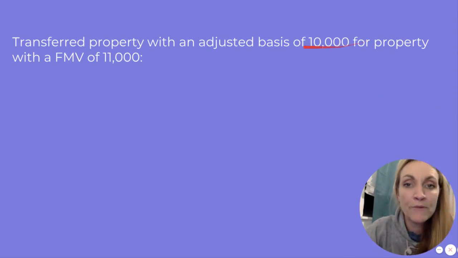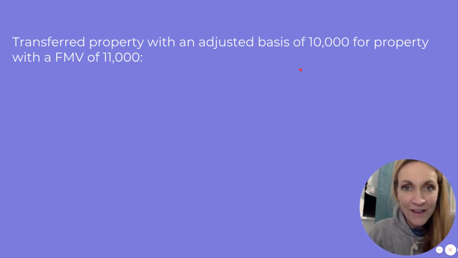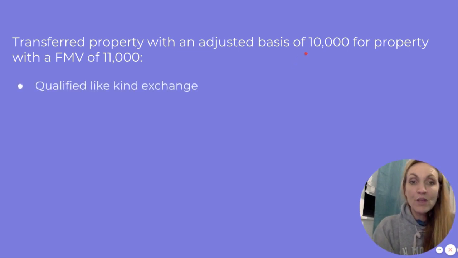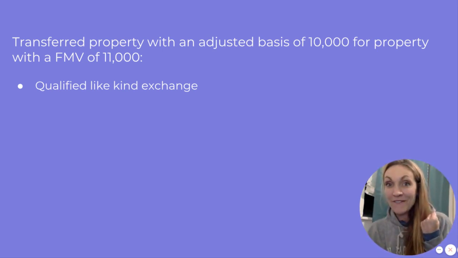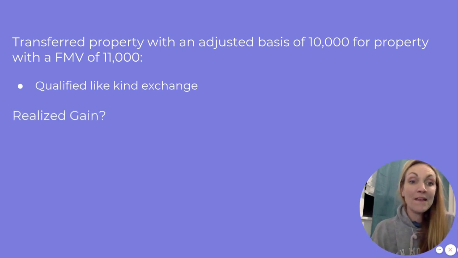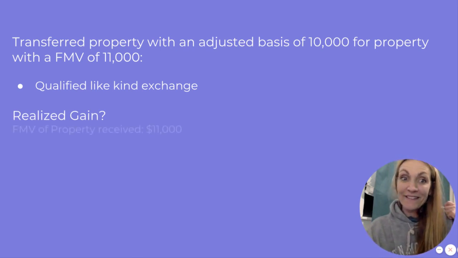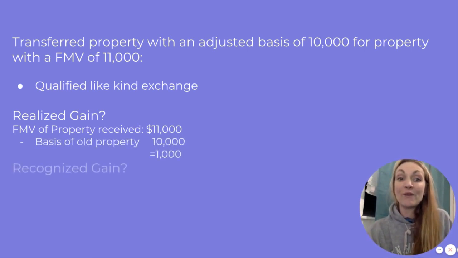So transferred property with an adjusted basis of $10,000 for property with a fair market value of $11,000. This is a basic example. So we'll just say it qualifies as a like-kind exchange. I gave up a property that I had a basis in of $10,000, and I got a property with a fair market value of $11,000. Do we have a realized gain? What is the realized gain? Sale price is what we got, $11,000, minus our basis, 10. We have a realized gain of $1,000.